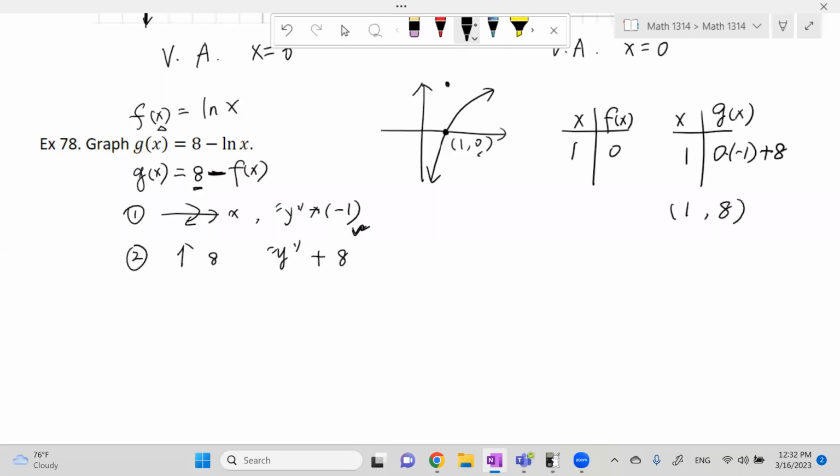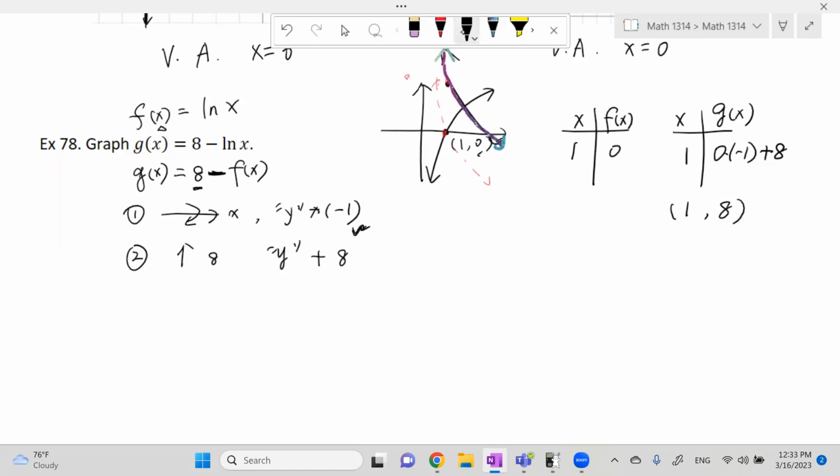So what does the graph look like? Is the graph like this? Because we're doing the reflection, we can reflect this image first. For example, this represents the reflection. And then move up 8 units. So this key point moves up 8 units, to 8 here. We have the new function, and this is the new function graph.